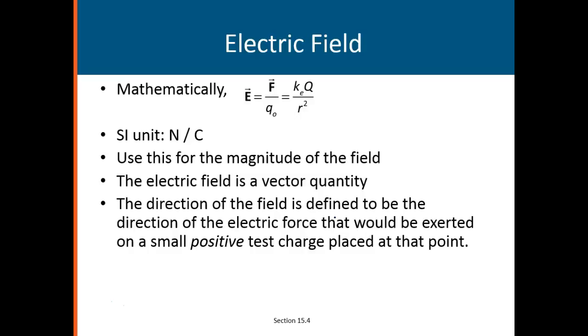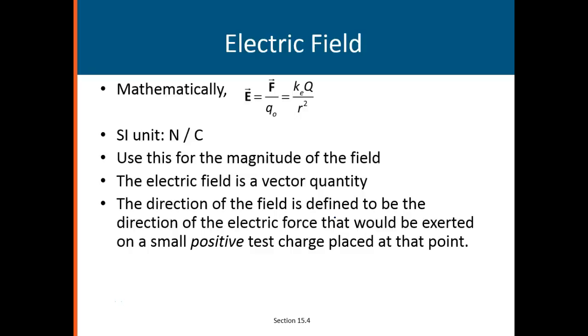You just have k_e, Coulomb's constant, 8.99 times 10 to the 9th newton meter squared per Coulomb squared, multiplied by Q in Coulombs, so that wipes out one of the Coulomb squared, divided by r squared in meter squared, which wipes out that. So the unit for the field would be newtons per Coulomb. Newton per Coulomb. That's the SI unit for an electric field. We use this for the magnitude of the field. That's how we calculate the magnitude.